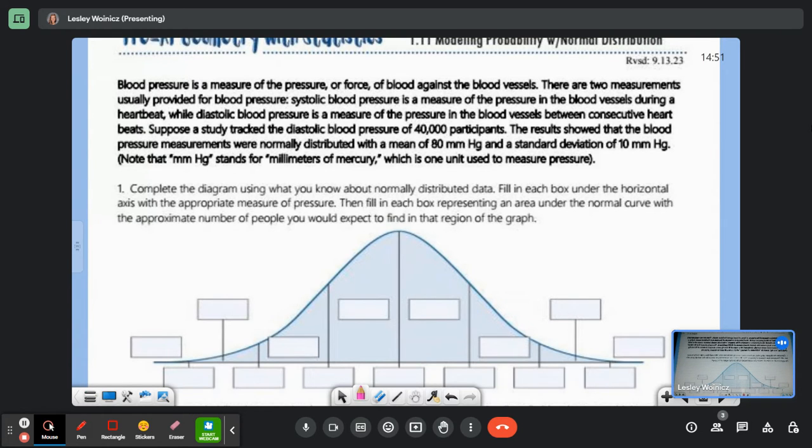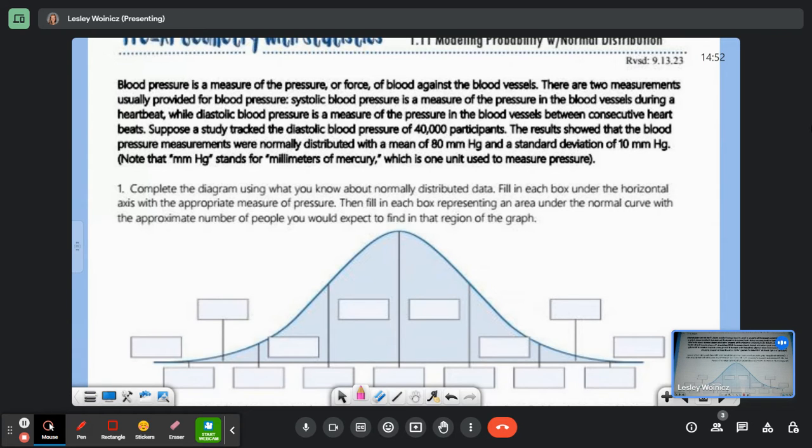Blood pressure is a measure of the pressure or force. Pressure is actually force per unit of area, so I object already to this problem. That's fine. Of blood against the blood vessels. There are two measurements usually provided for blood pressure. Systolic blood pressure is a measure of the pressure in the blood vessels during a heartbeat, while diastolic blood pressure is a measure of the pressure in the blood vessels between consecutive heartbeats.